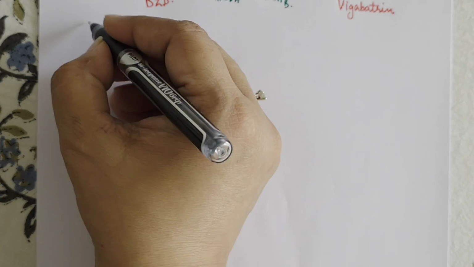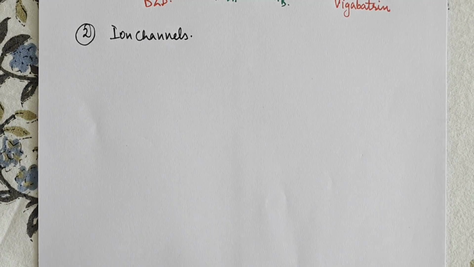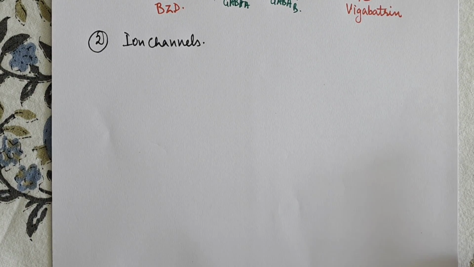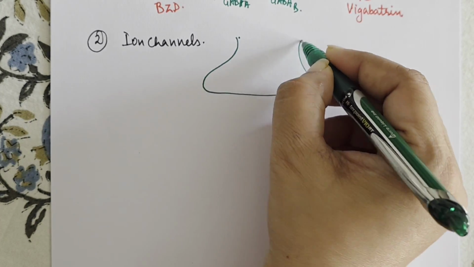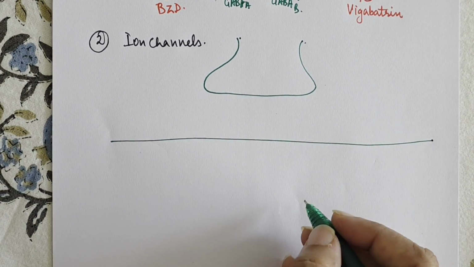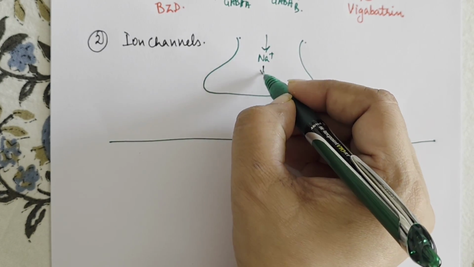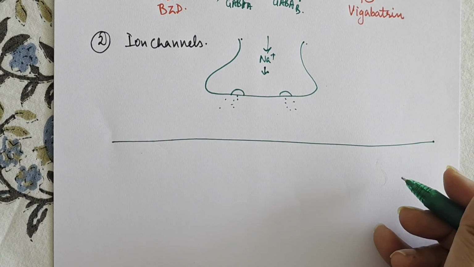Then there are drugs which act on ion channels. There are multiple types of ion channels which play a major role in epilepsy. Let us understand which channels they are. Again we'll try to understand it with a diagram. Here this is the presynaptic terminal and this is the postsynaptic membrane. Whenever there is sodium entry and increased action potential, it causes release of substances. Now there are various substances, let's see what they are.